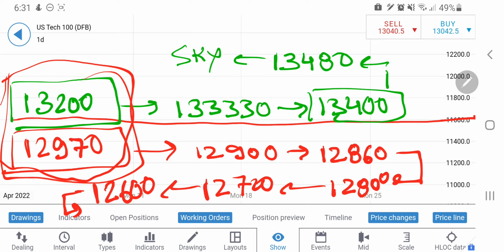And yes, we have seen one large candle, and hence I expect a couple more red candles. So today again it may trade bearish, and we can expect 12,800, 12,600, 700 levels also if it continues to break today. So take your positions accordingly.